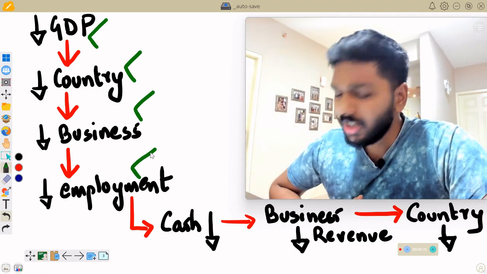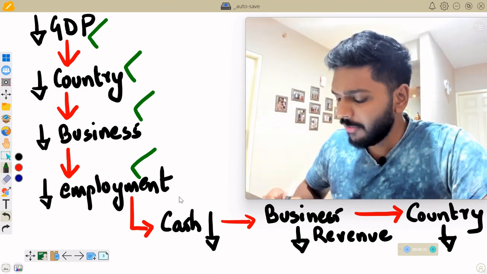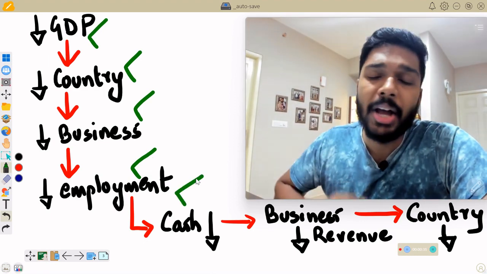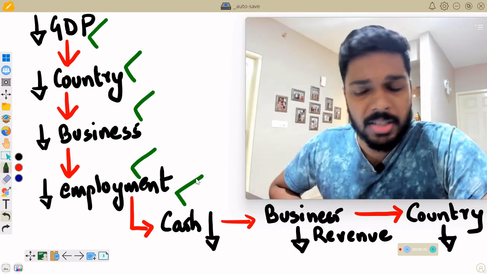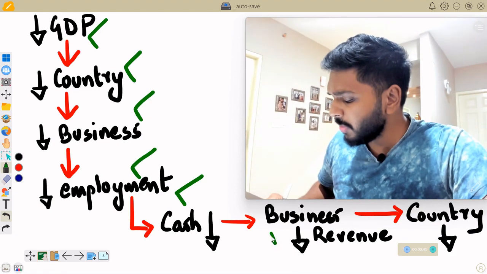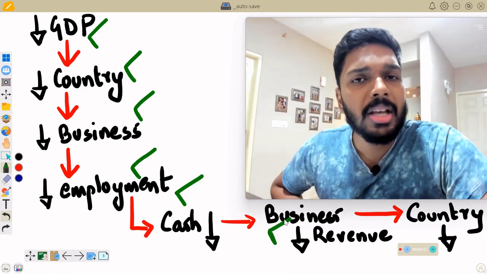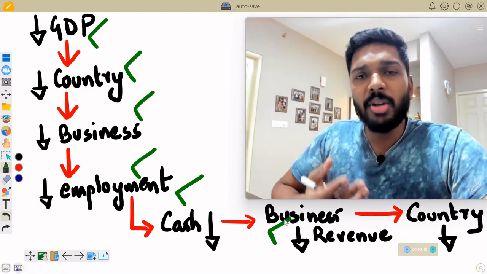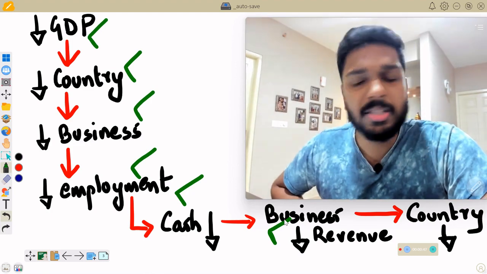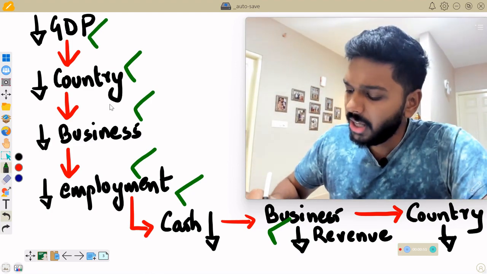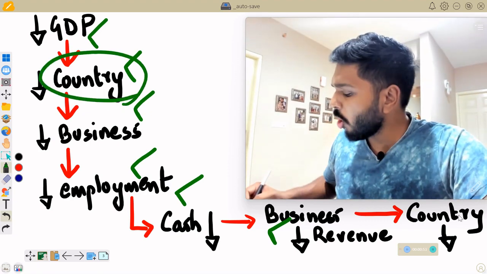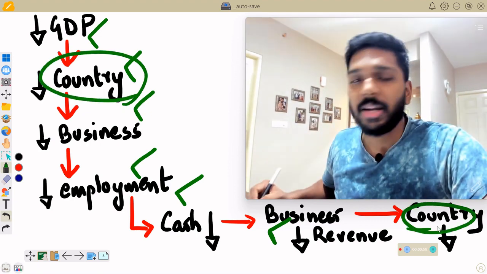statement. Once people start losing their jobs, they'll have low cash in their hands, and when they have low cash in their hands, they are not able to buy the products and services offered by these businesses, and therefore the revenue of these businesses starts dwindling, because of which the government is not able to get its share of revenue from these businesses. So what starts from the economy of the country falling here ends with the economy of the country falling here as well.